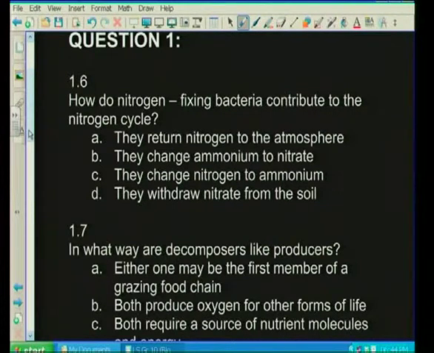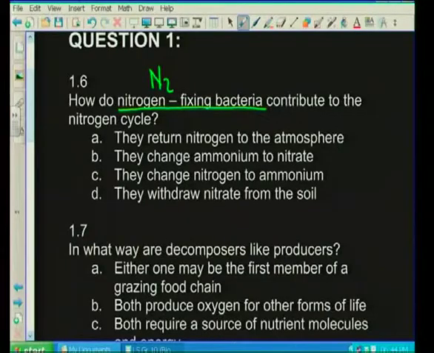How do nitrogen-fixing bacteria... Now, this comes from the nitrogen cycle, where bacteria are involved, changing the nitrogen into ammonia, into nitrates, so that proteins can be made. They return nitrogen to the atmosphere. They don't do that. They change ammonia to nitrate. Maybe they change nitrogen to ammonia. Yeah, I think I'm going to go with that one so far. But the last one, they withdraw nitrate from the soil. So it's between B and C.